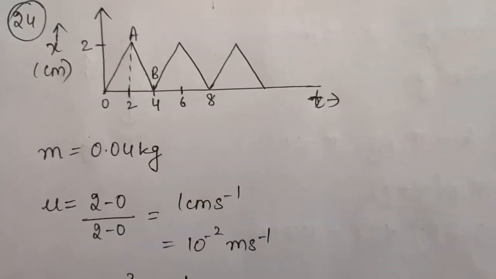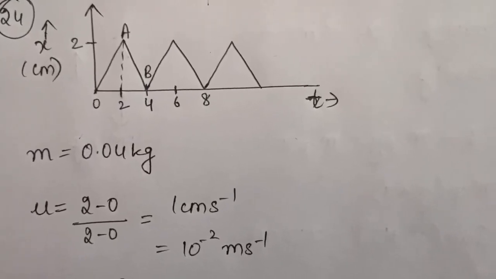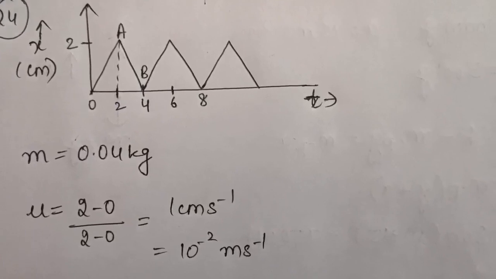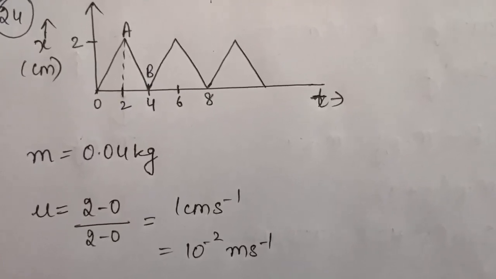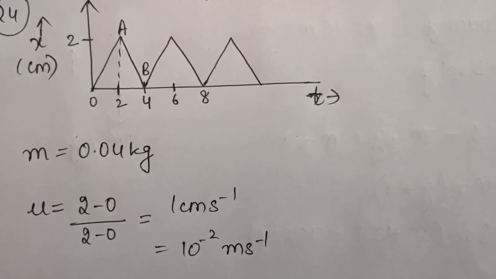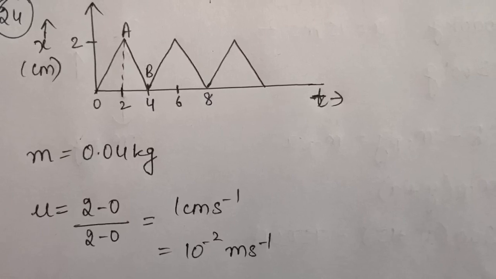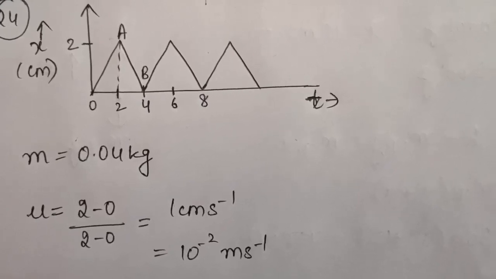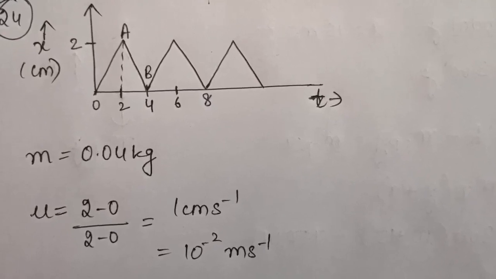Last lecture. Okay, so the first question is question number 24. It says the figure shows the position time graph of a particle of mass 0.04 kilograms. Suggest a suitable physical context for this motion. What is the time interval between two consecutive impulses received by the particle, and what is the magnitude of each impulse?